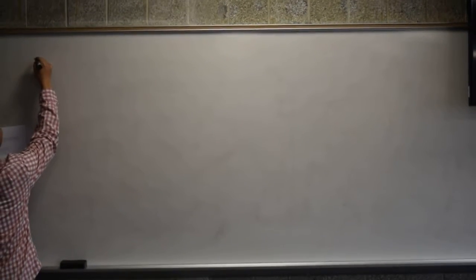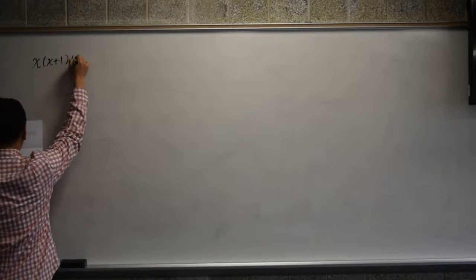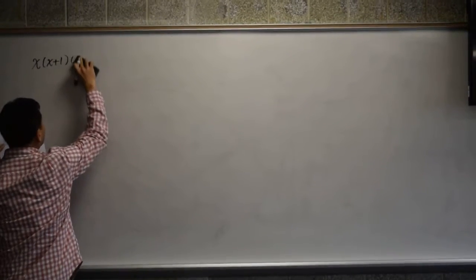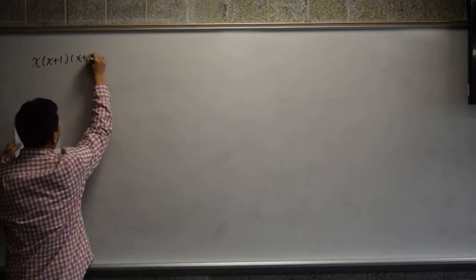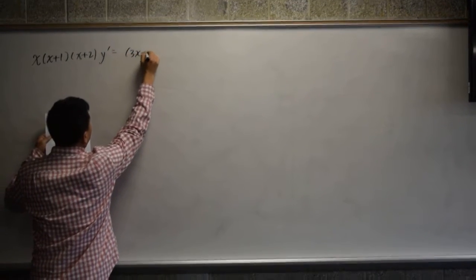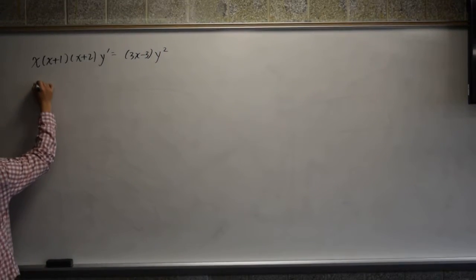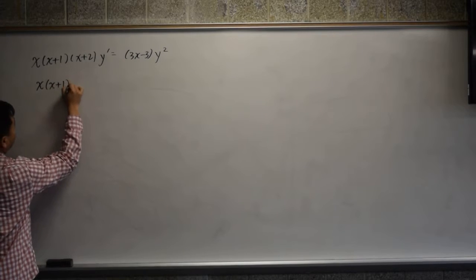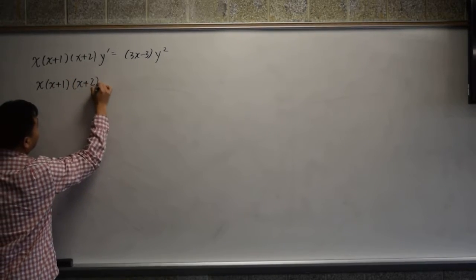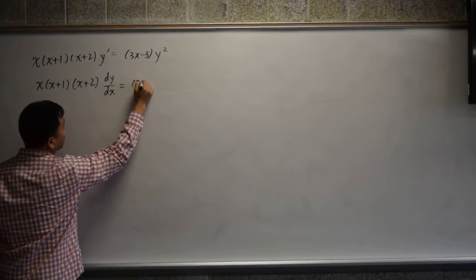Okay, here's a separable equation question. x times (x plus 1)(x plus 2) y prime equals (3x minus 3) y squared. Okay, for a separable equation, to see if something's separable, you rewrite y prime as dy over dx.